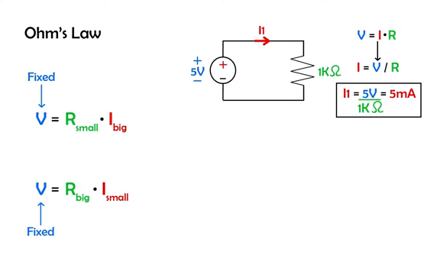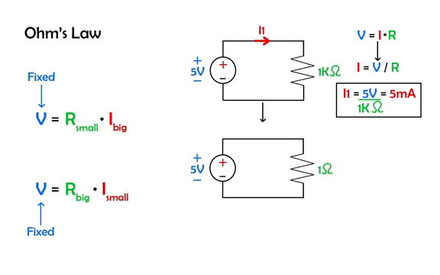If the 1 kilo ohm resistor is now replaced by a 1 ohm resistor with the same voltage source, then the current I1 is 5 volts divided by 1 ohm equals 5 amps, 1,000 times bigger than with the 1 kilo ohm resistor. If you're designing a battery-powered application in which the battery must last years, do you want it to be low resistance or high resistance?